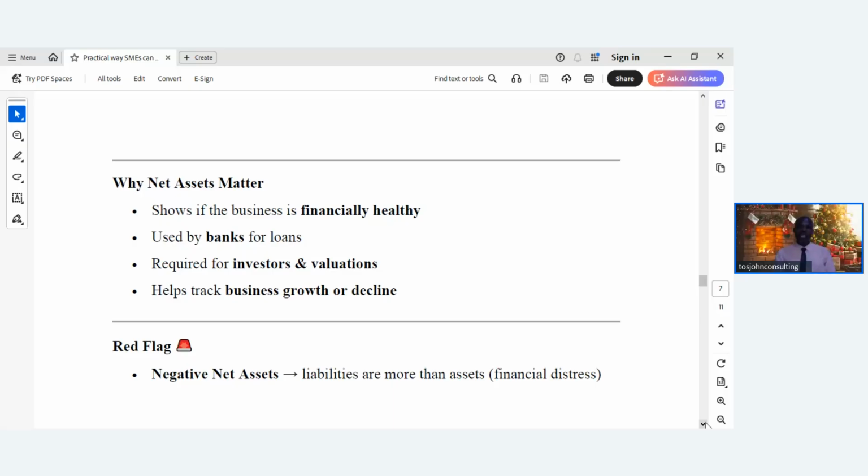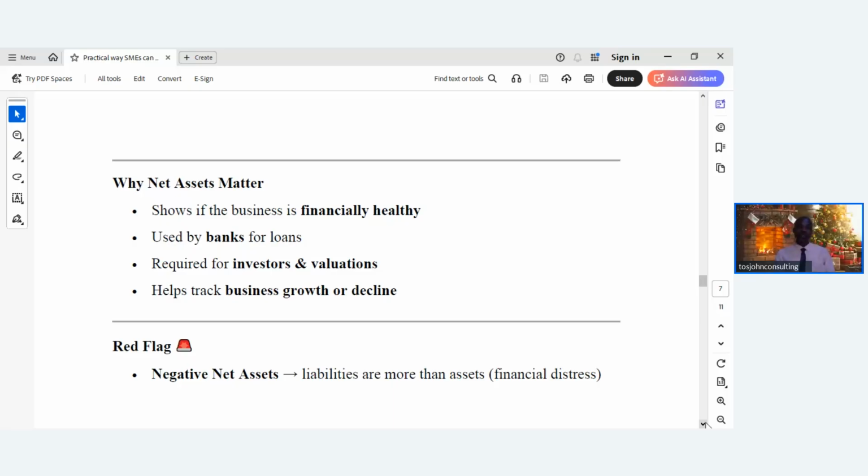It is required for investors or valuations. If investors want to put money into your company, they want to know the net worth. If, for example, an investor wants to bring 1 billion into your business and the net worth is showing 100 million, they may not be able to put that huge amount into your business. They may want to reduce it, or they will go to another company.